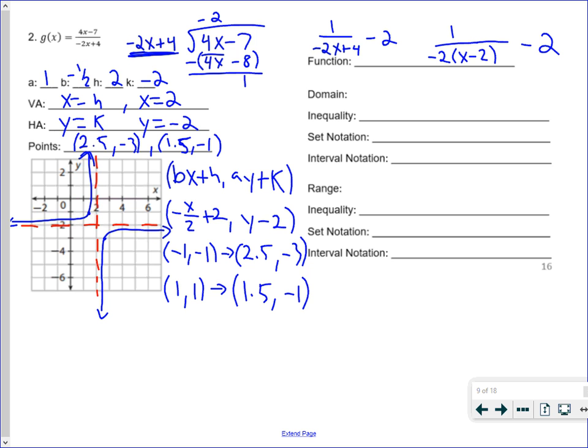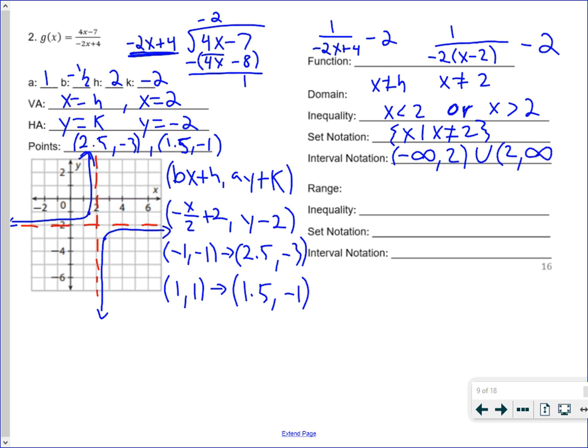So remember, our domain can never equal h. Since x equals h is our asymptote, we cannot have any x values on that line. So in this case, x cannot equal 2. So our inequality is x is less than 2, or x is greater than 2. Every single x value other than our h. Set notation will be x such that x does not equal 2, or every single x value other than 2. In interval notation, negative infinity to 2, the big U for union, 2 to positive infinity.